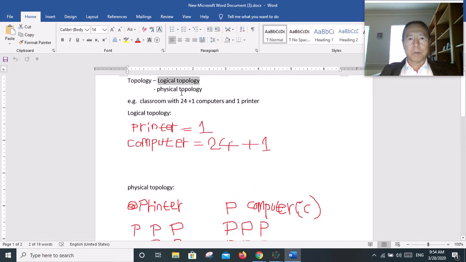We have physical topology and logical topology. There are two different topologies. Let's review one more time here. Logical topology in this case is what you have, and physical topology is physically where they are.